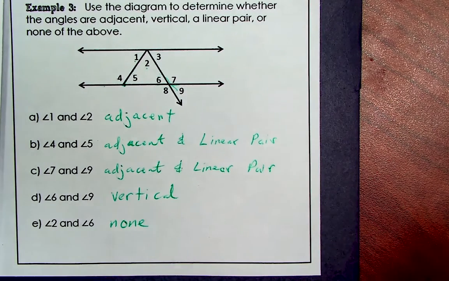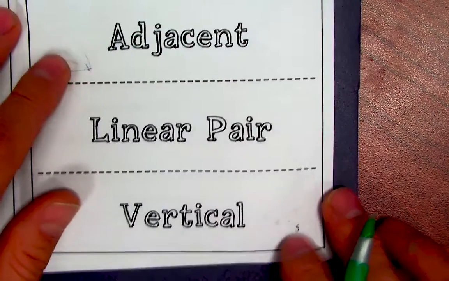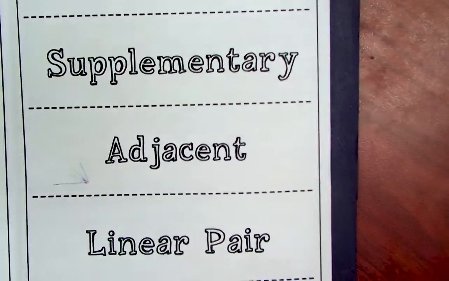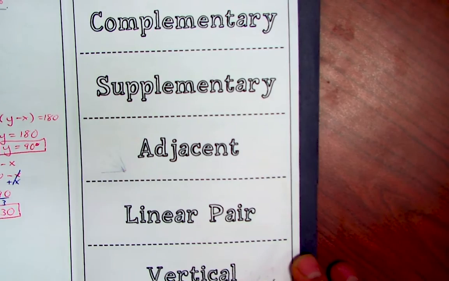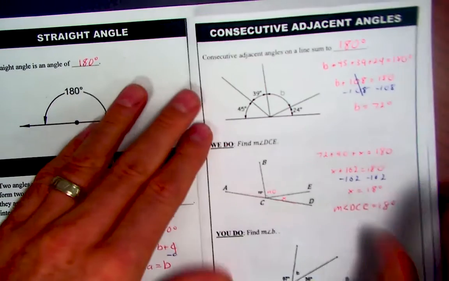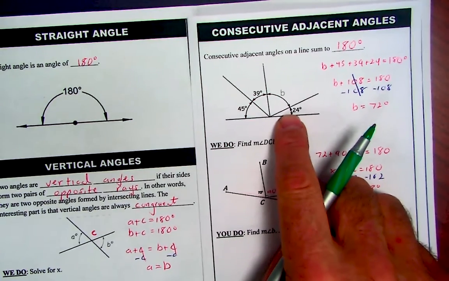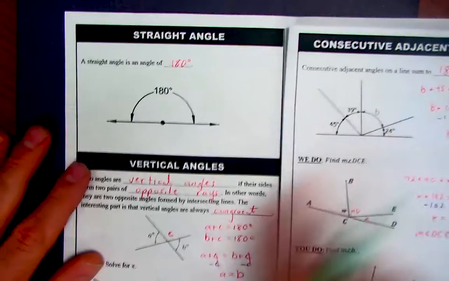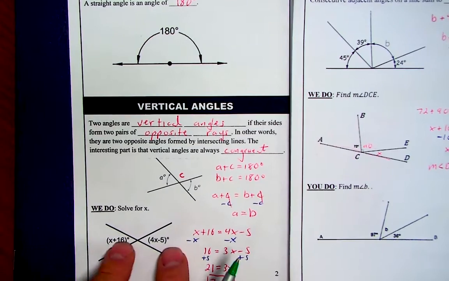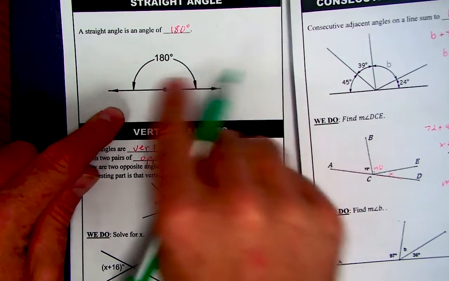Okay, so that's it. Just angle pairs. There's 5 angle pairs. And then with that, there's kind of 3 big ideas. Angles around a point form 360. All the angles on a straight line add up to 180. And vertical angles are always congruent. And all that is based on the idea that a straight line is 180 degrees.